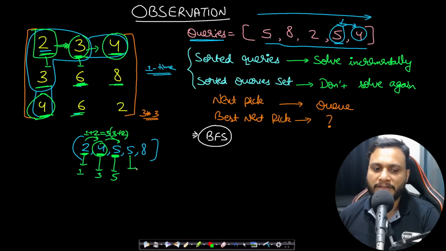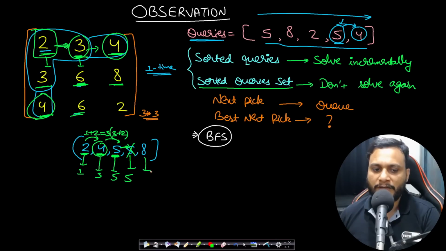Now when it comes to this second 5, since these values are duplicate, the count will be exactly the same and I don't need to solve it again. So why not remove the duplicates, and later while returning the answer I can just copy this result as many times as the duplicates are present. So I will not be taking the duplicates while processing. I will be maintaining a sorted queries set.